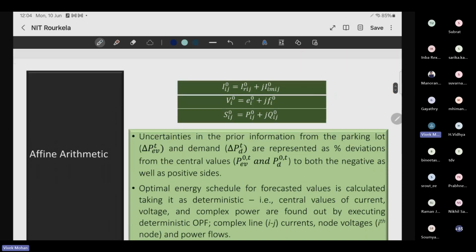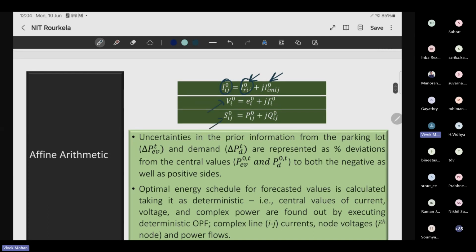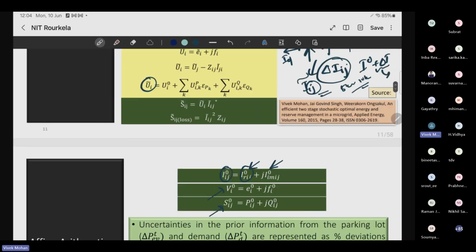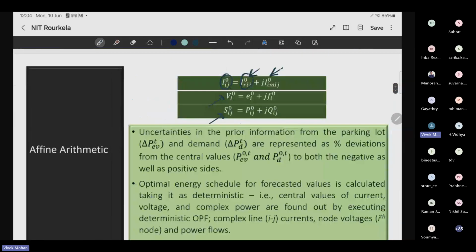How we do this is affine arithmetic. This is the current, I = I real + j I imaginary. This is the real part of current, this is the complex part of current. Similarly for voltage also, similarly for complex power. Everywhere we do this, and so we incorporate this particular arithmetic approach into the load flow algorithm. Whether you are using Newton-Raphson or Gauss-Seidel or any other load flow algorithm, you treat the variables differently. That's all. That is how we incorporate the uncertainties.